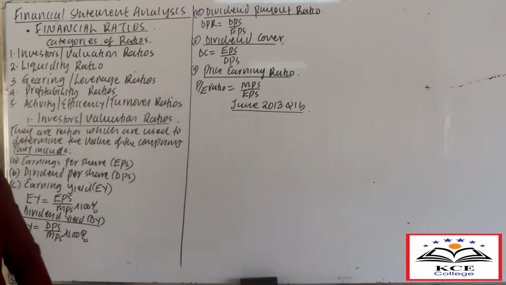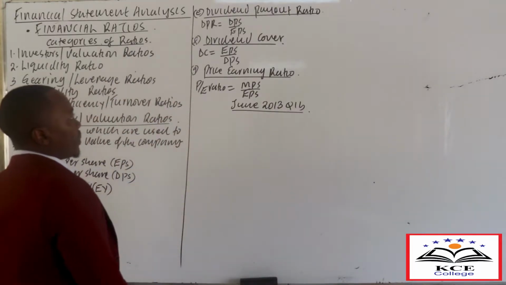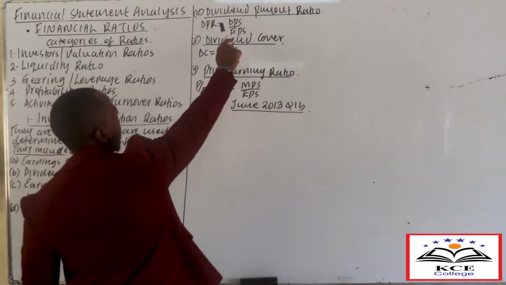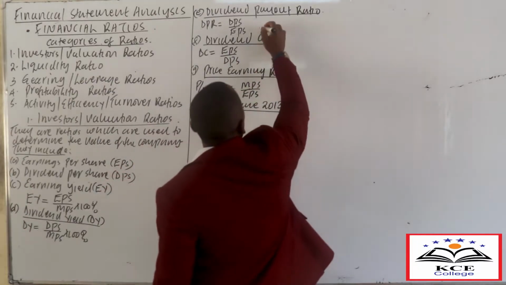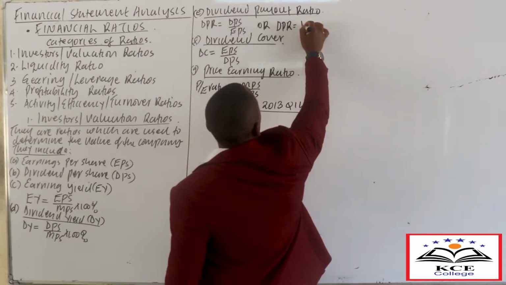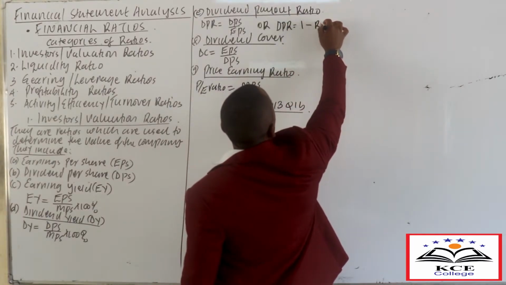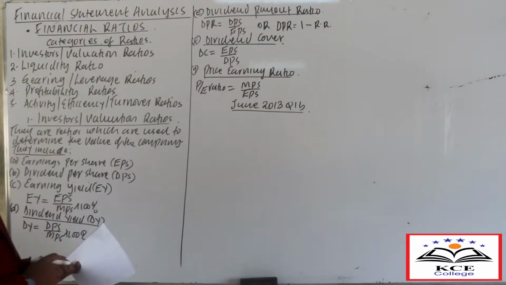Then we have number E, the dividend payout ratio. How do you determine the dividend payout ratio? You take the dividend per share over the earnings per share, or alternatively, to get the dividend payout ratio, you take 1 minus the retention ratio.